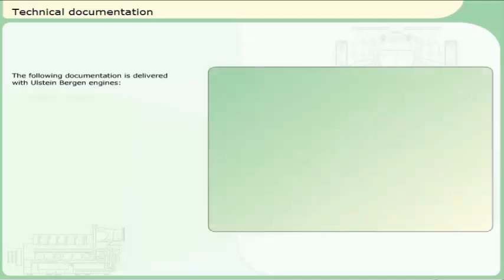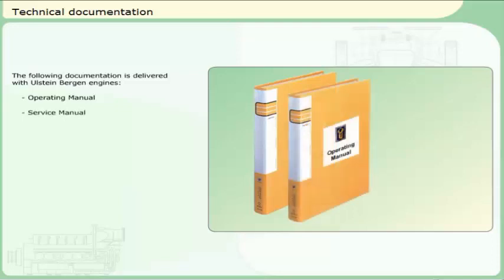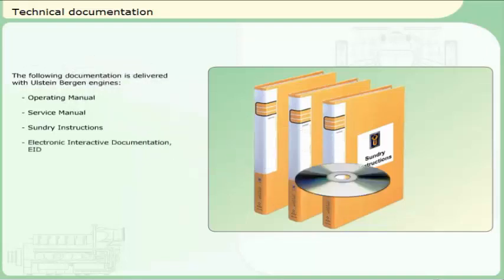The following documentation is delivered with Ullstein Bergen engines. Operating manual describes the day-to-day operation and maintenance of the engine. Service manual contains technical specification and description of extensive maintenance work. Sundry instructions contains the documentation from our subcontractor. Electronic interactive documentation.